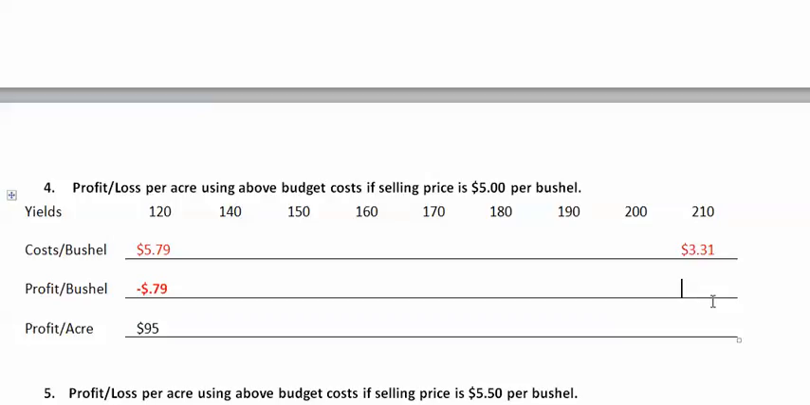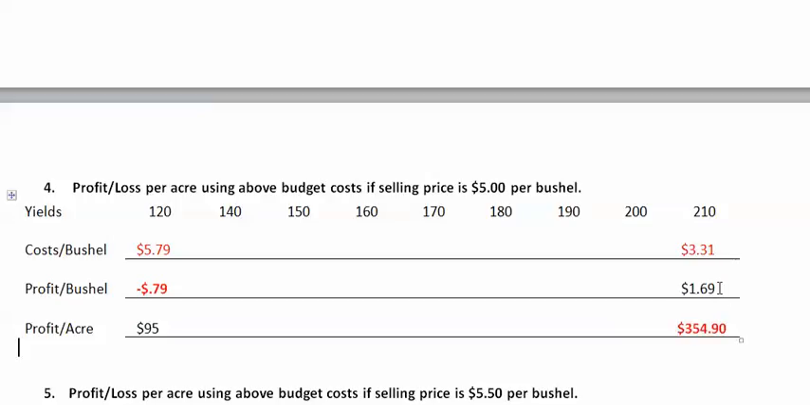Over here on the bright side of things, if we have a good yield at 210 bushels per acre, we have a cost of production of $3.31. We're selling the corn for $5, so that's a great thing. We're making $1.69 a bushel. If we want to convert that to profit per acre, we just simply take $1.69 per bushel times 210 bushels. When we do that, we get a whopping $354.90 per acre.